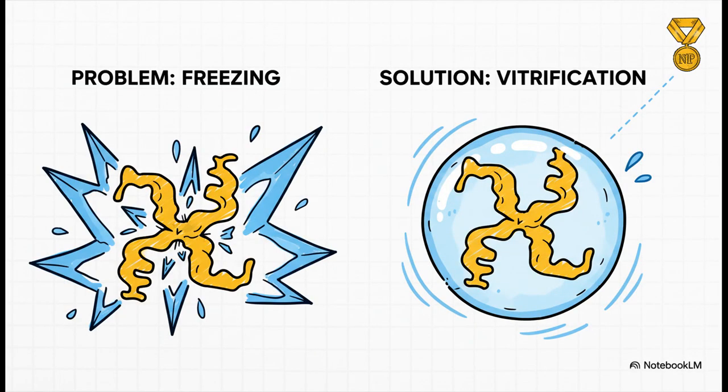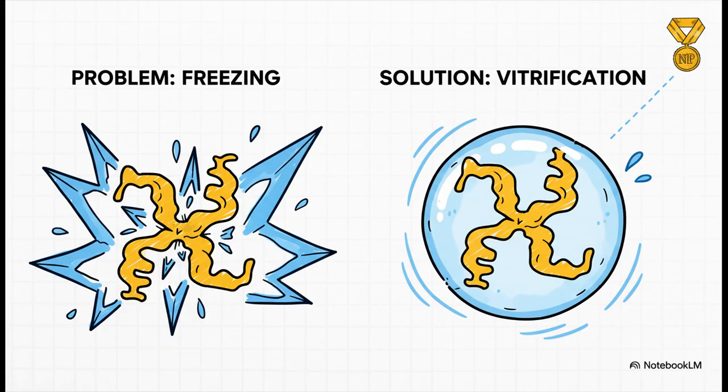The answer, it turns out, was just beautiful. Don't just freeze it, flash freeze it. This technique is called vitrification, and what it does is cool the sample down so ridiculously fast that ice crystals, the things that would normally destroy the sample, don't even have time to form. Instead, the water just instantly turns into a glass-like solid, locking everything in place, perfectly preserved and ready for the electron beam.